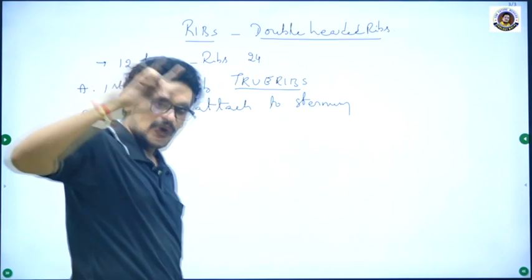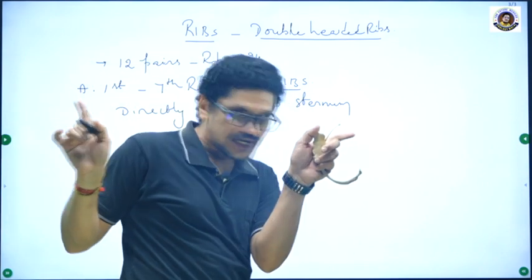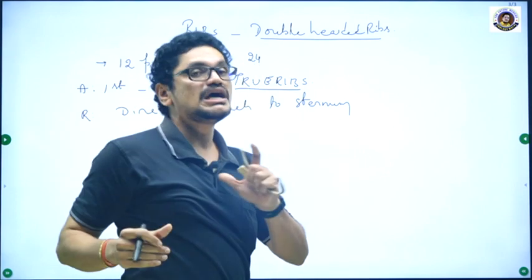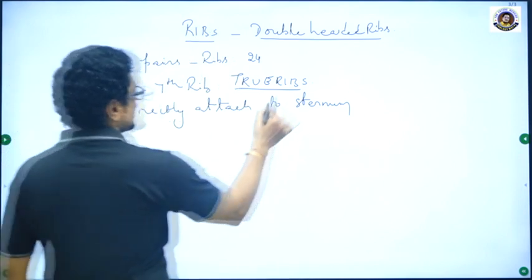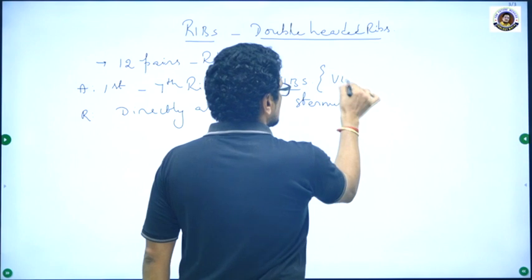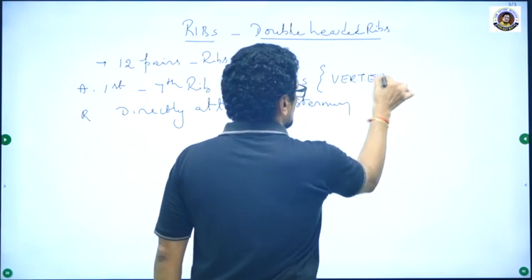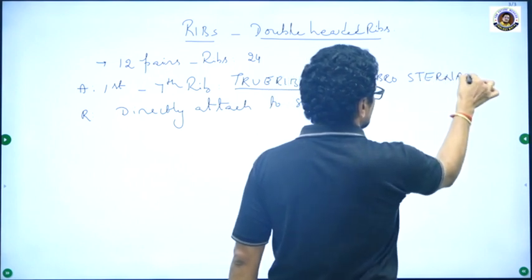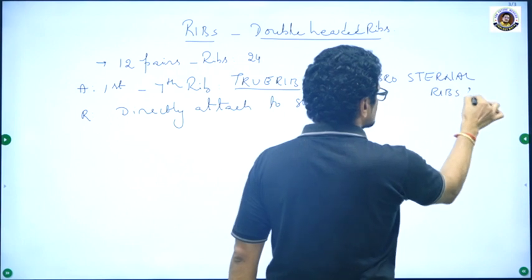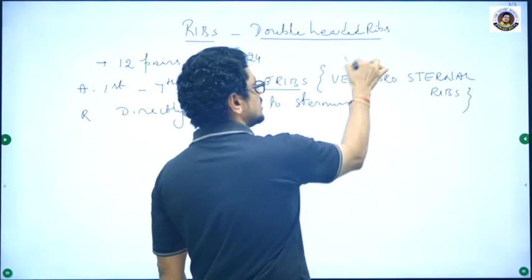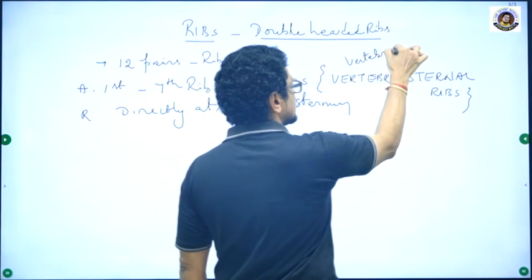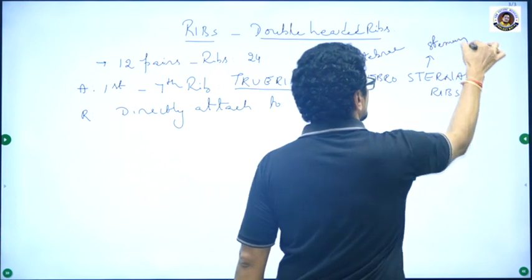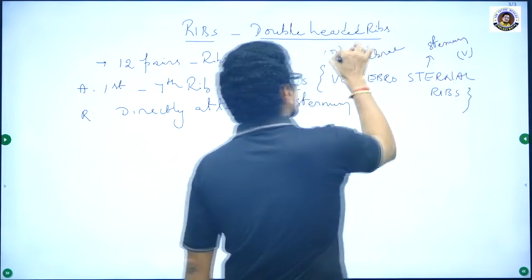They attach on one side to the vertebral column, and on the other side to the sternum. One side means this side. What is this side? Dorsal side. Dorsally to the vertebral column, ventrally to the sternum. That is the reason why these true ribs are also called vertebrosternal ribs, S-T-E-R-N-A-L. Why? Because on the dorsal side they are attached to the vertebrae, and on the ventral side they are attached to the sternum. Sternum on the ventral side and vertebrae on the dorsal side.